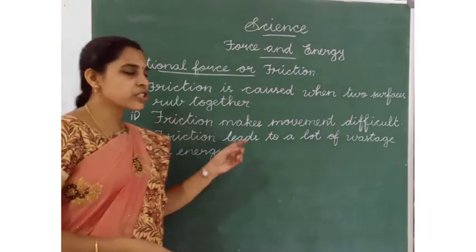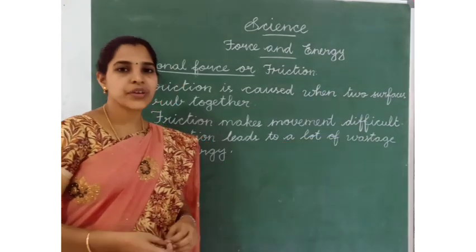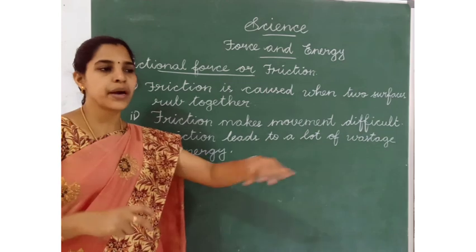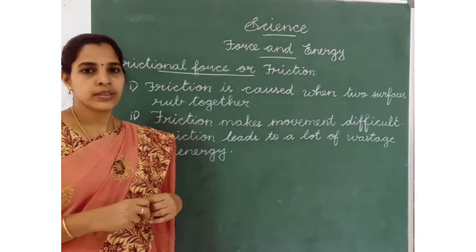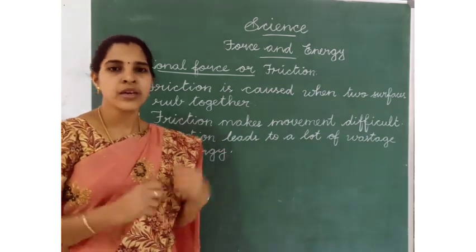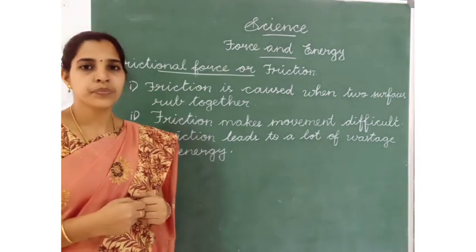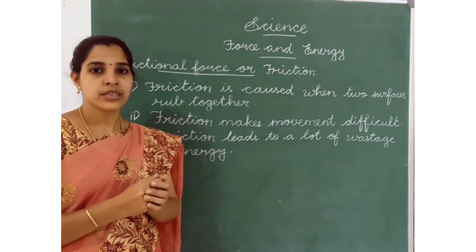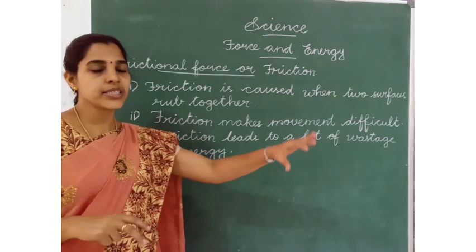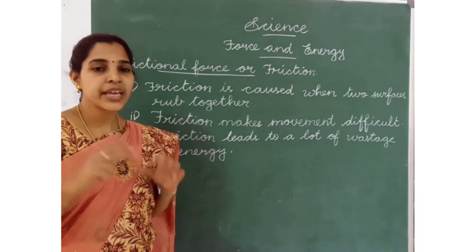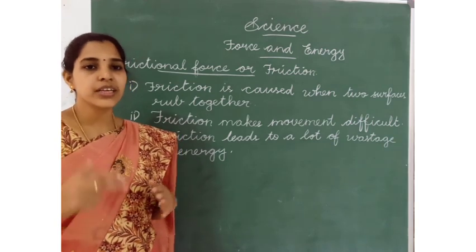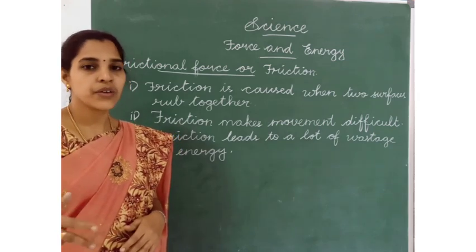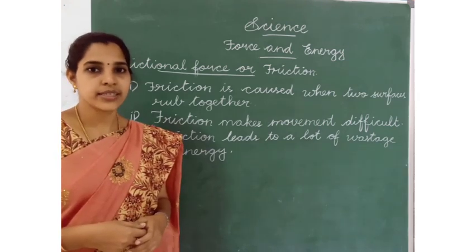Next one is friction makes movement difficult. For example, a vehicle moving by road. How will it move? It needs to move very fast, within the speed limit. If there is friction, it is difficult to drive a car or four-wheelers, any vehicles.